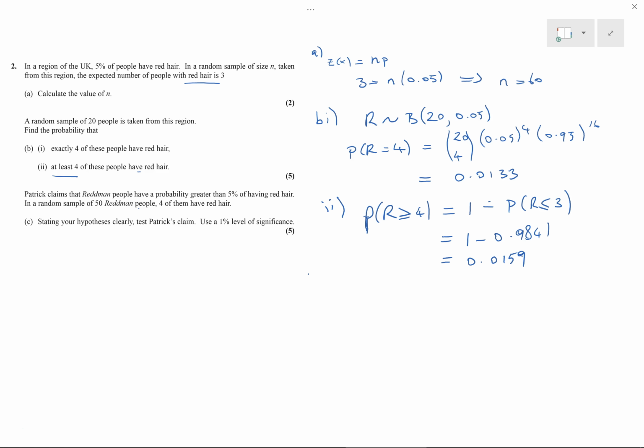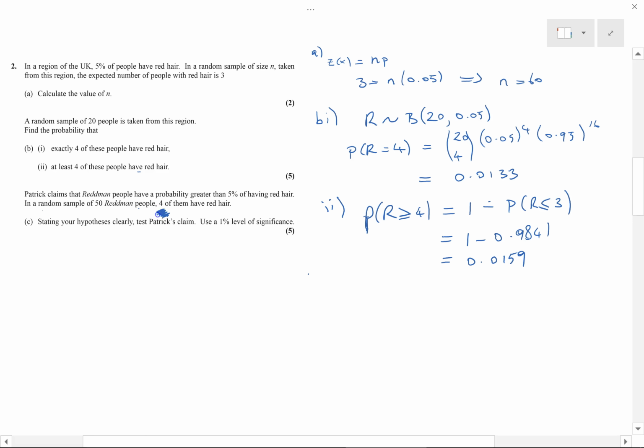Right, okay, so that's part B done, both parts, and now we've got a bit of significance testing, a bit of hypothesis testing to do here. It says Patrick claims that Redmond people have probability greater, it's a key word because that points to a one-tail test, of 5% of having red hair. In a random sample of 50, so that's another key thing, 4 of them have red hair.